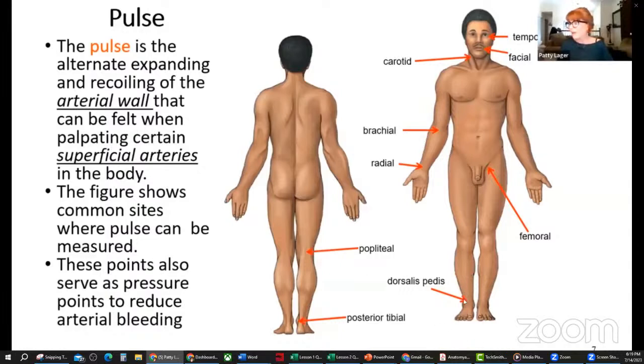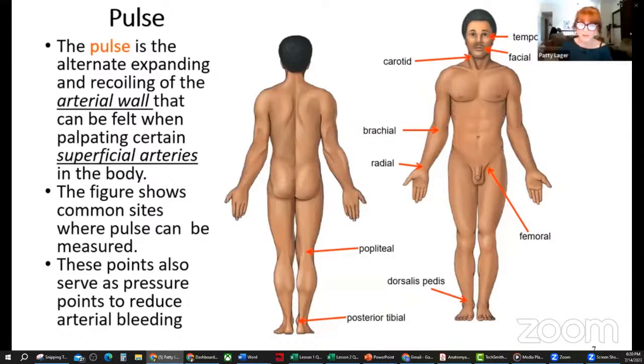And then there's a couple of arteries in the ankle region. On the top of the foot, and this one's always hard for me to find, you have the dorsalis pedis artery. And then the one I find a little bit easier, on the inside of your ankle, is the posterior tibial artery. But it's good to know where all of these are.